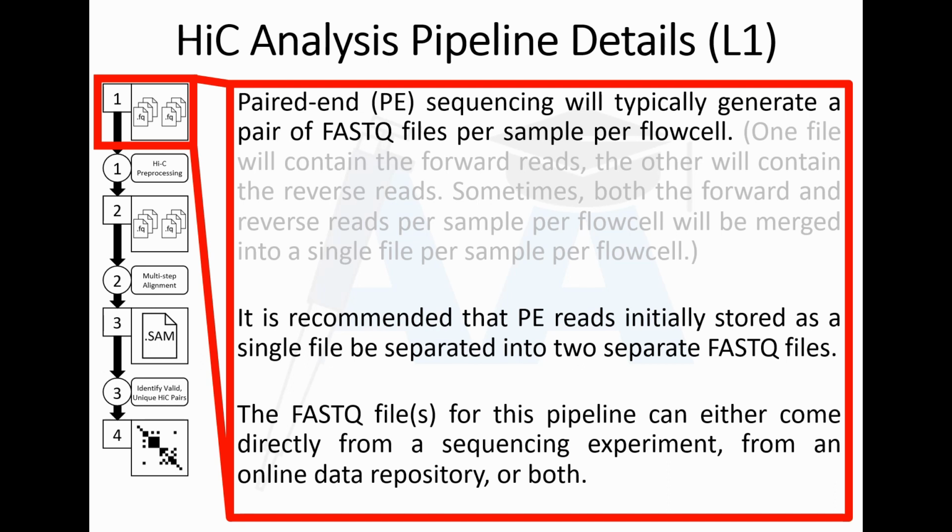Very occasionally, both the forward and reverse reads are merged into a single FASTQ file. General best practice is, for each sample, to have all the forward reads in one FASTQ file and to have all the reverse reads in another FASTQ file, resulting in one pair of FASTQ files per sample. Most HiC pipelines require the data be input in this manner. FASTQ files for a HiC pipeline can come directly from a sequencing experiment, from an online repository, or both.